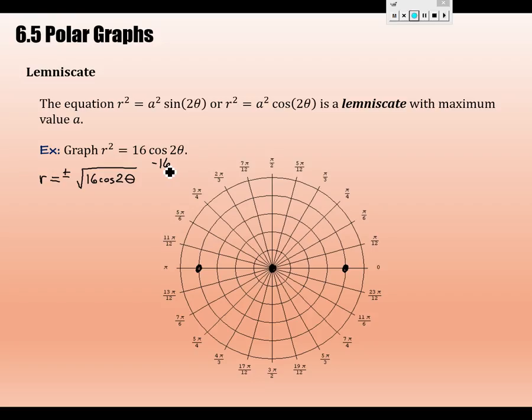In fact, it's not just at that value, it's any time that cosine of 2 theta is negative. So that'll be any time between pi over 4 and 3 pi over 4. Those will all be undefined. That's any angle between those. And maybe down here too, right? Any time the cosine of 2 theta is negative, it's going to be undefined.